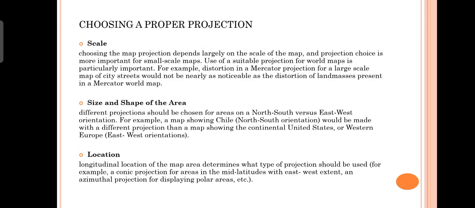Then location. The longitudinal location of the map area determines what type of projection should be used. For example, a conic projection for areas in the mid-latitudes with east-west extent, an azimuthal projection for displaying polar areas, etc.